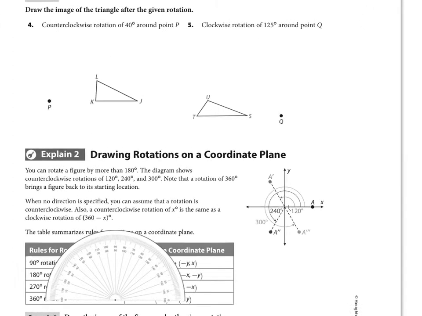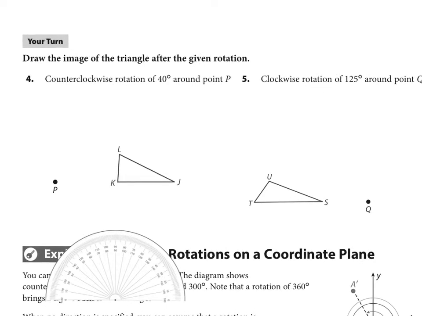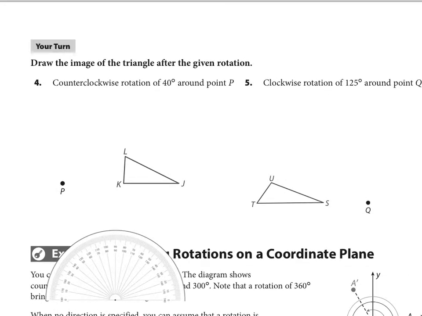Your turn on page 860. I'm going to try number 4 here. We want to do a counterclockwise rotation of 40 degrees around point P. The direction just says draw the image of the triangle after the given rotation. So before I actually start doing our rotation, I just want to identify a few things. Point P, we call that our center of rotation. Remember that from our definitions. 40 degrees, that's our angle of rotation. And finally, counterclockwise, that's going to be the direction of our rotation.